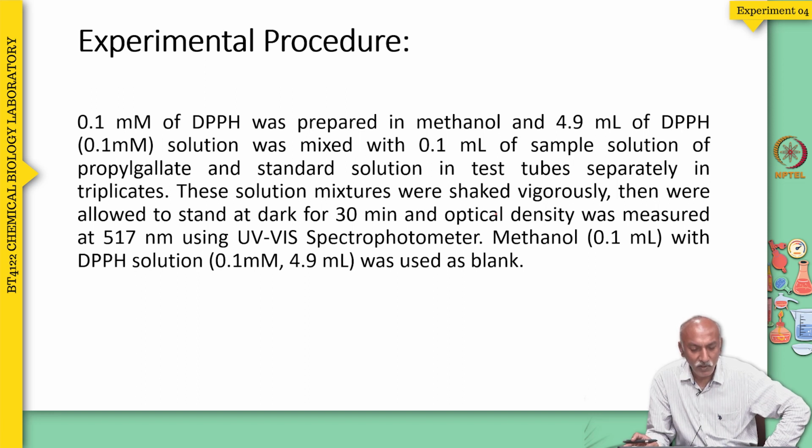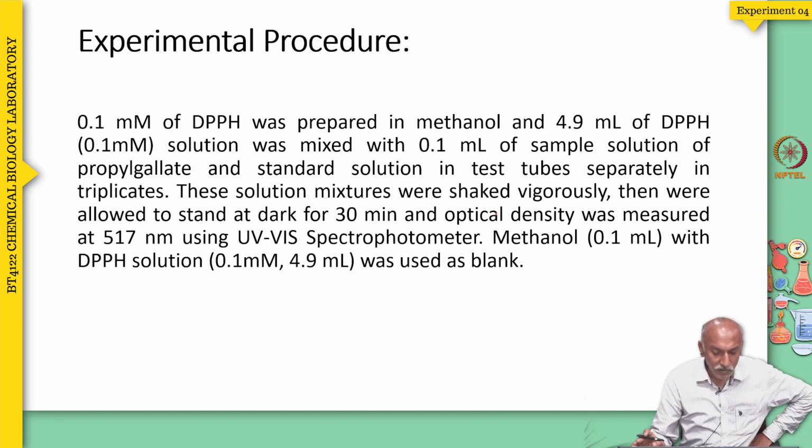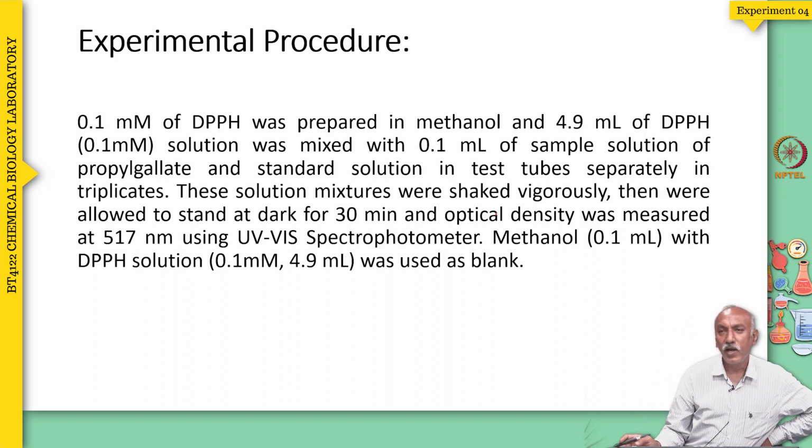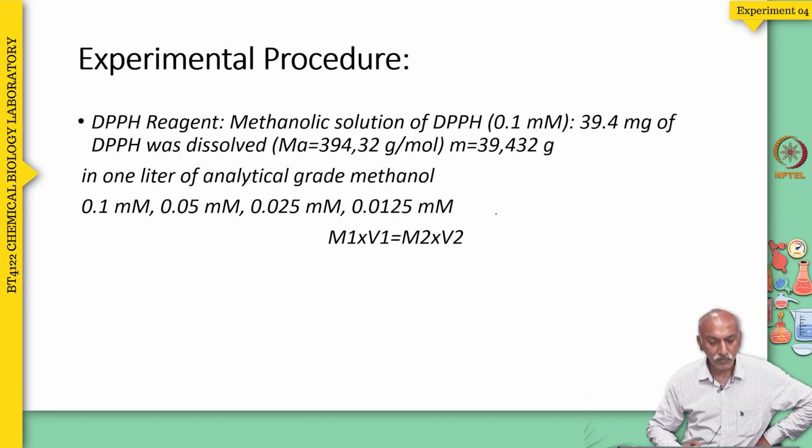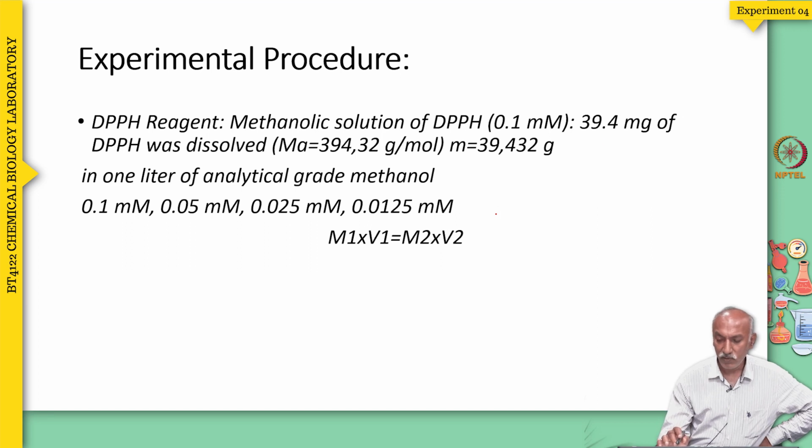So, it is dark for 30 minutes. The OD was measured at 570 nanometer using a UV visible spectrophotometer, and methanol 0.1 ml along with the Trolox is used with the DPPH solution as a control, as a blank. As a control you have DPPH, and instead of the sample, Trolox, which is a positive control, was used. And this is how to make that solution.